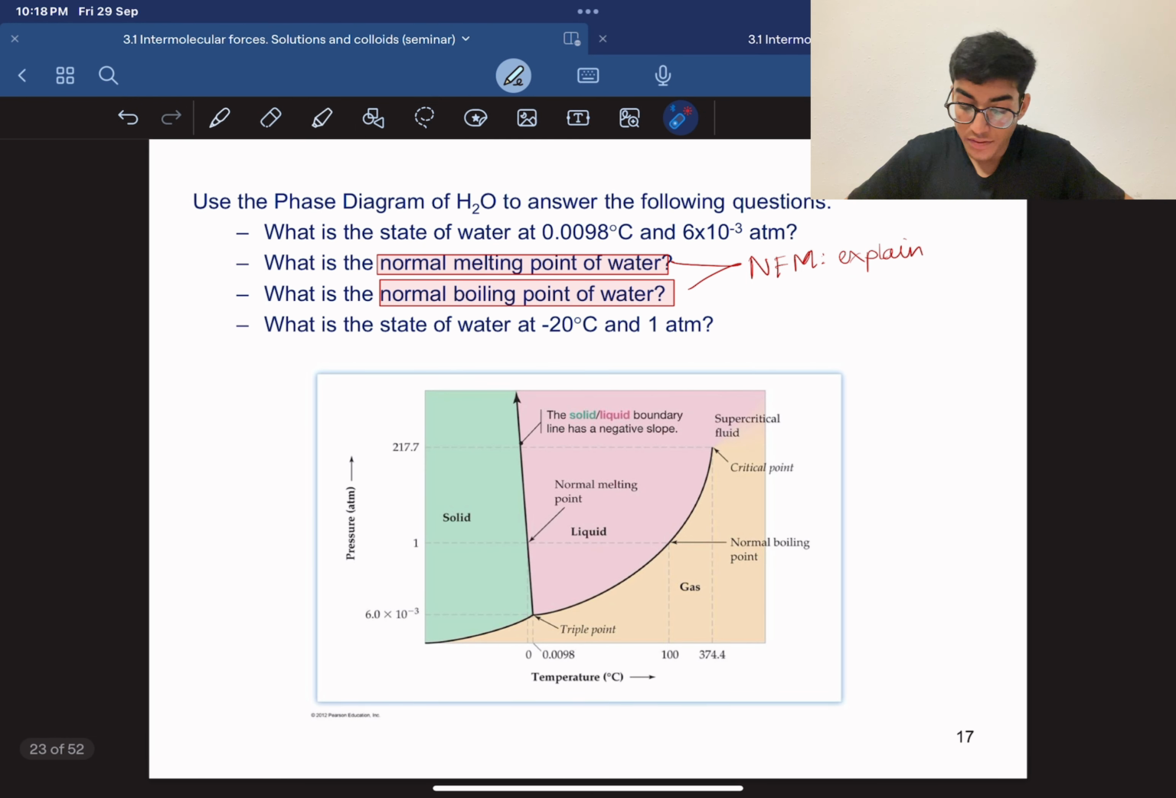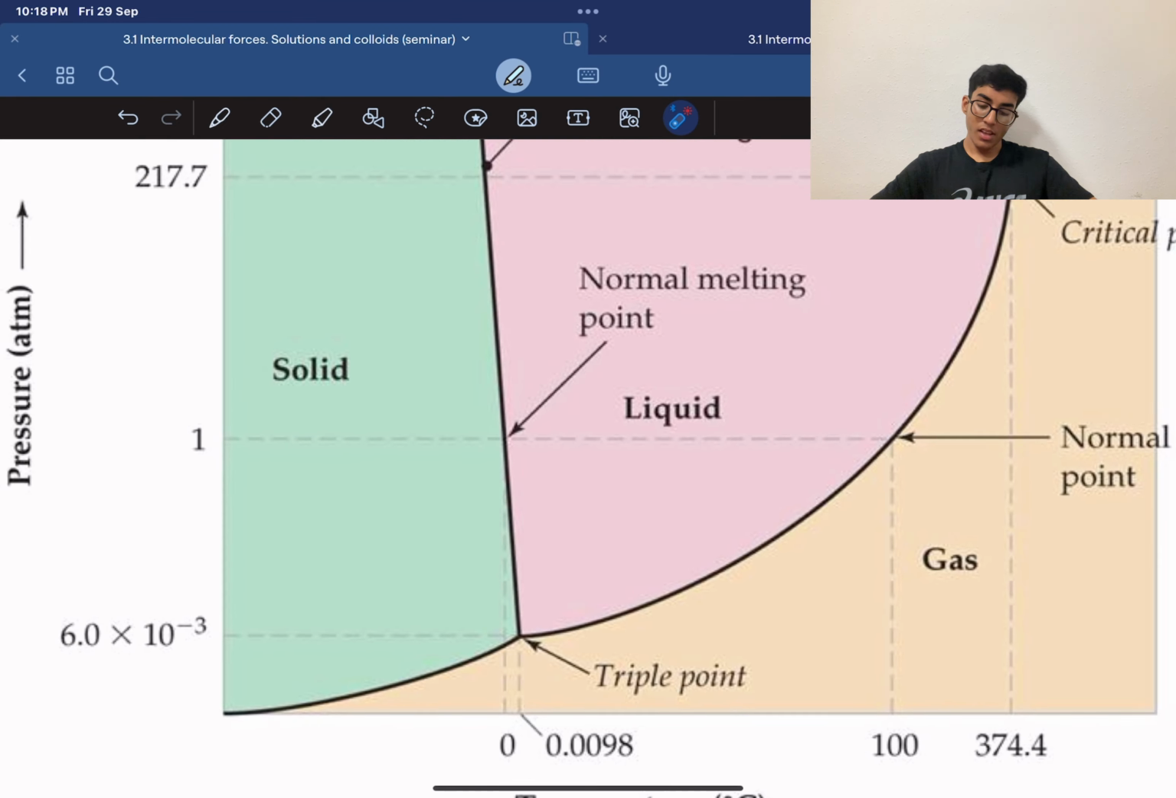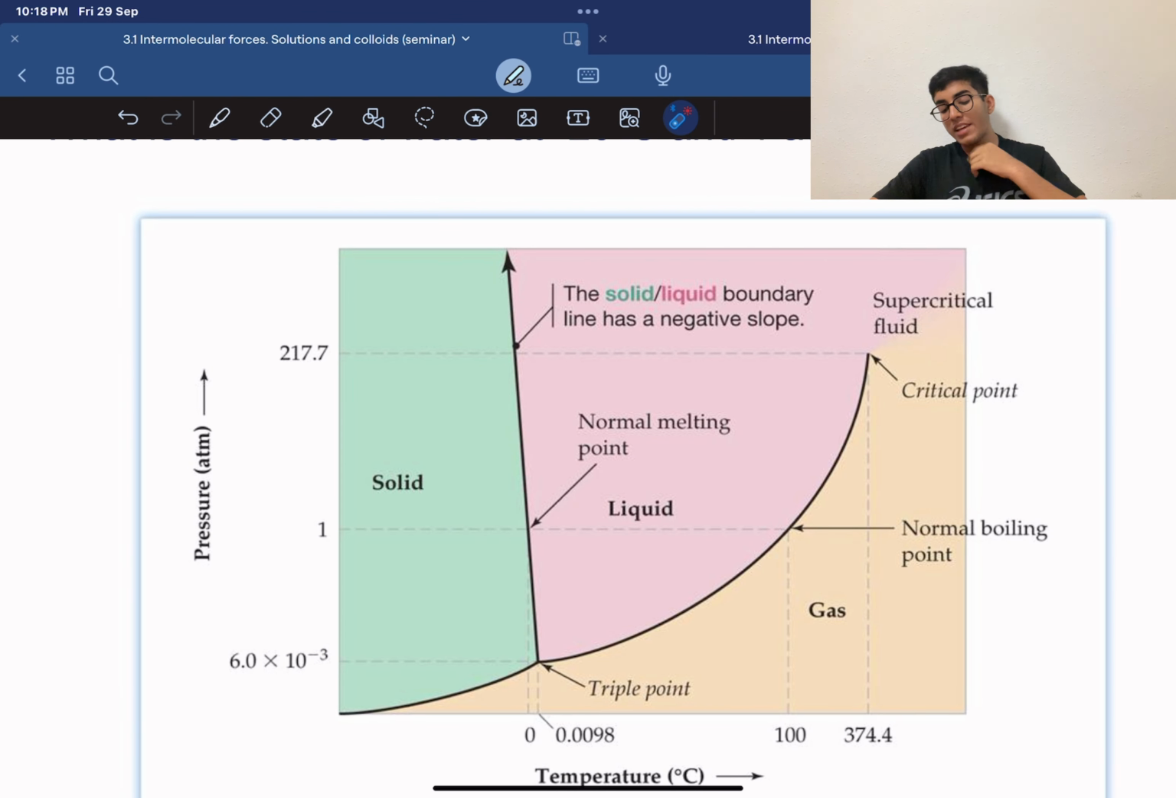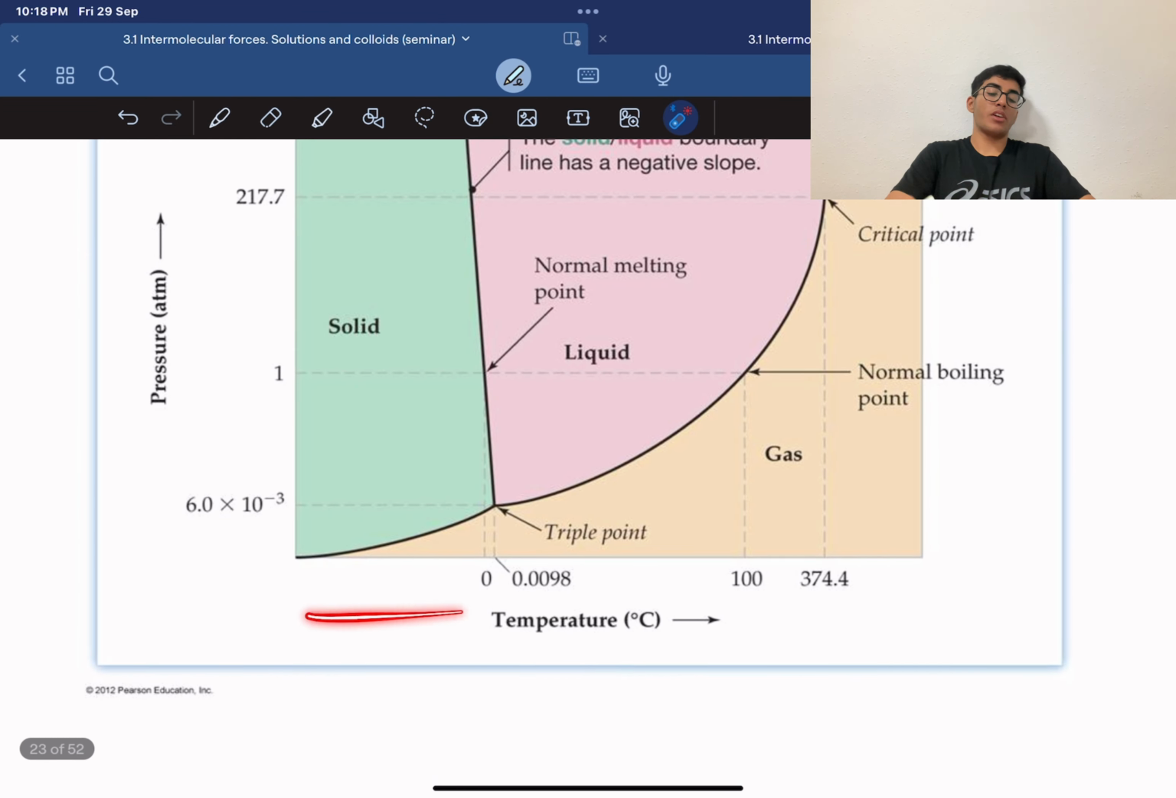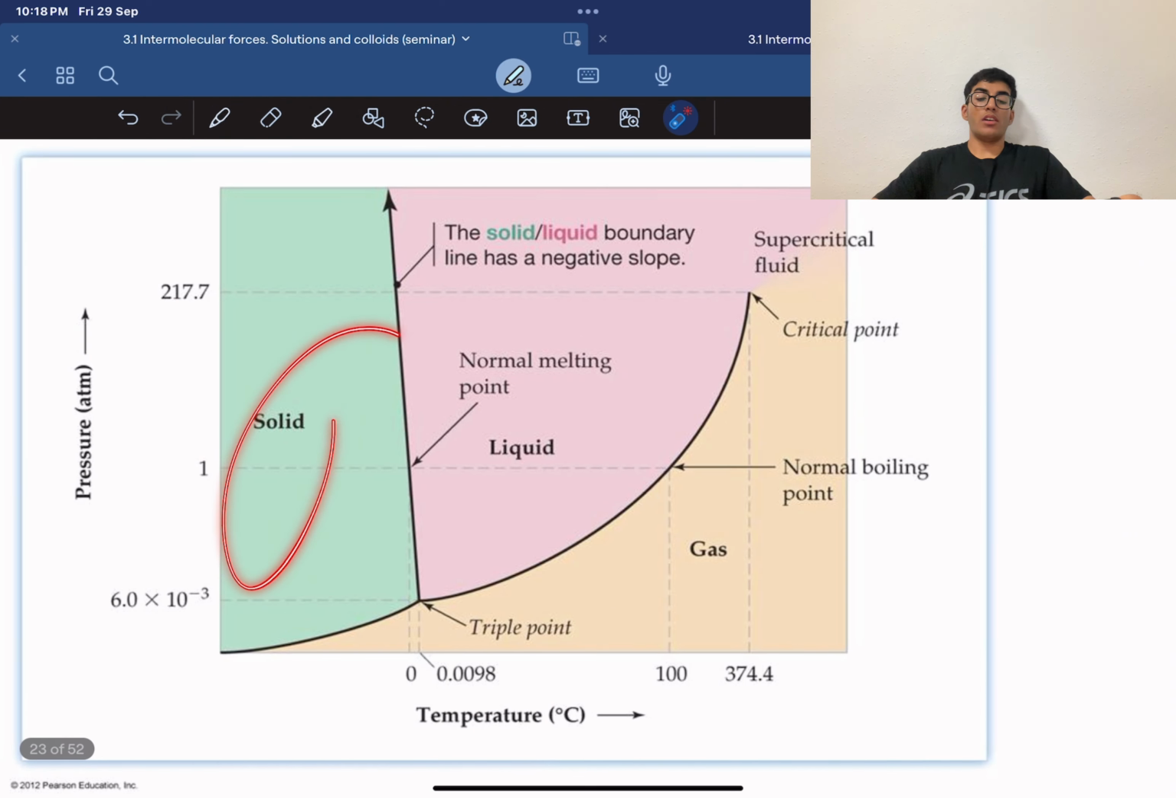Okay, this stuff, we need to understand. These are the phase diagrams for CO2 and water. Let's explain H2O first. So this is basically a temperature-pressure graph. Temperature goes here, pressure goes here. Okay. This is solid, this is liquid, and this is gas. The point at which all three meet is called the triple point. I'm just explaining the graph here.